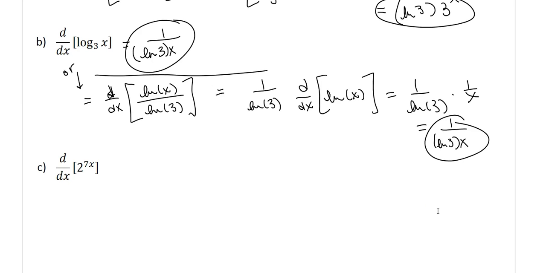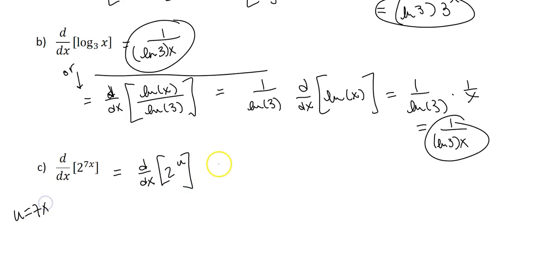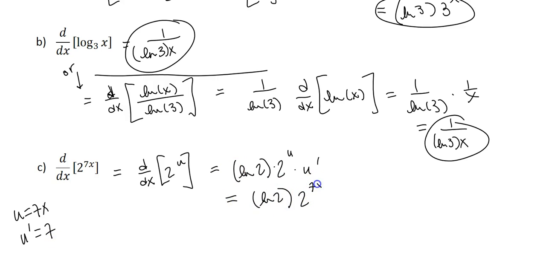Now with this next one, this is going to be a 2 to the u, or an a to the u. So we're going to have the derivative with respect to x of 2 to the u, where u is equal to 7x. If we wanted to use the formula for this one, that would be natural log of 2 times 2 to the u times u prime. U prime here is going to be 7. So this is natural log of 2 times 2 to the 7x times 7.